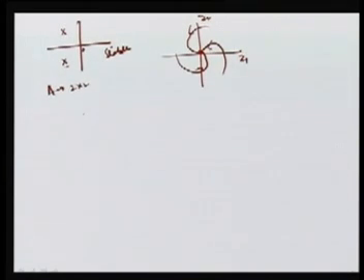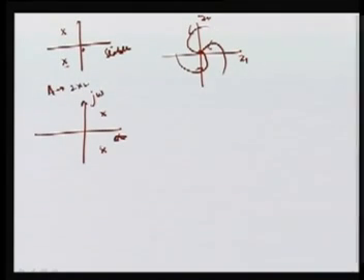Now another possibility: here this is your j omega axis and this is your sigma axis. Sometimes we call it alpha, so it is your alpha axis. If your eigenvalues are in the right hand plane, what will happen? The system is called unstable.